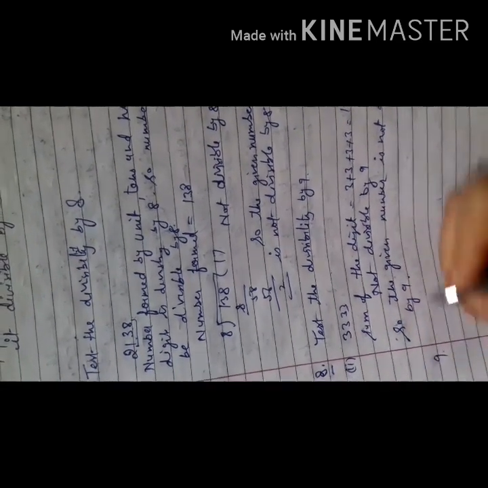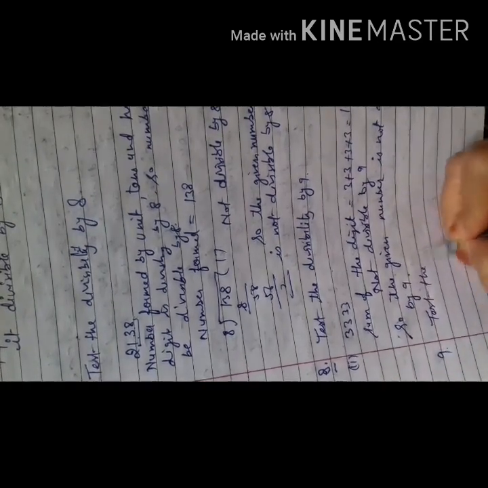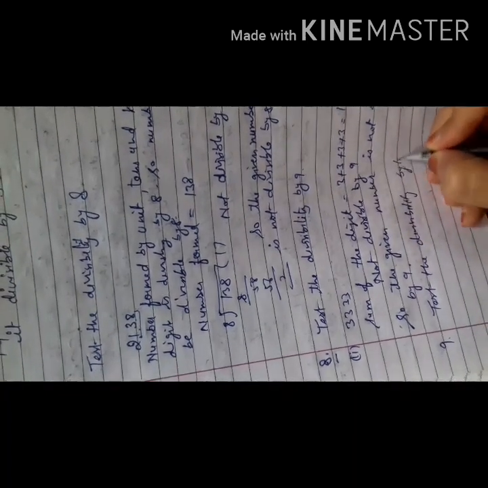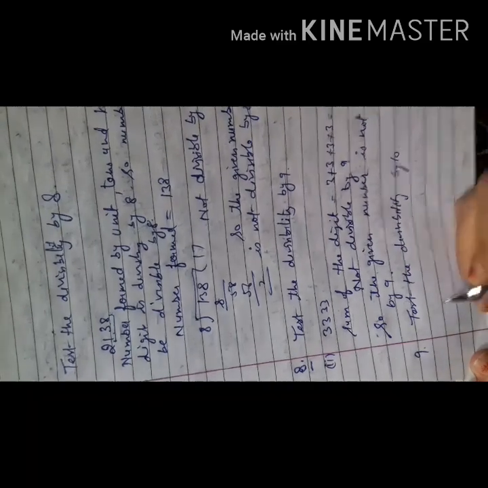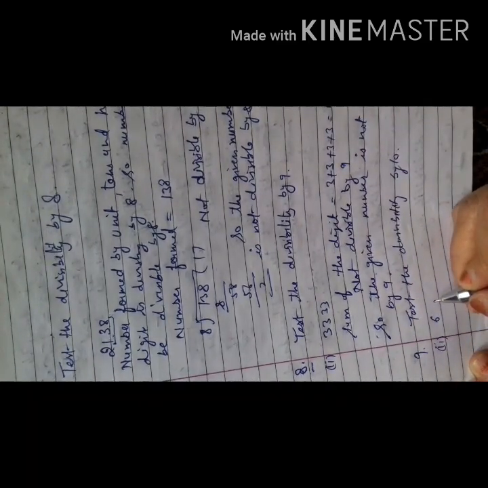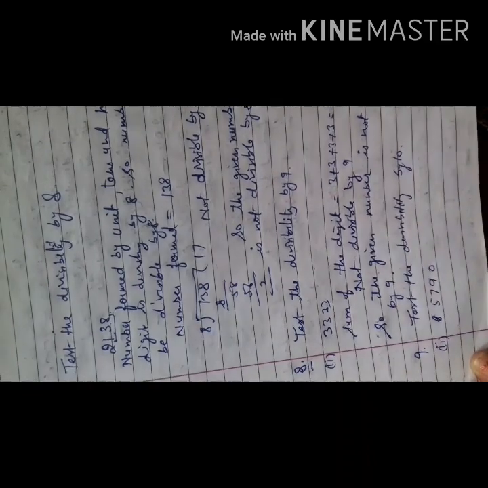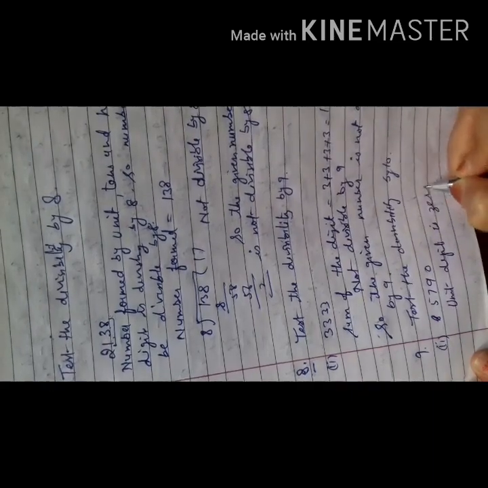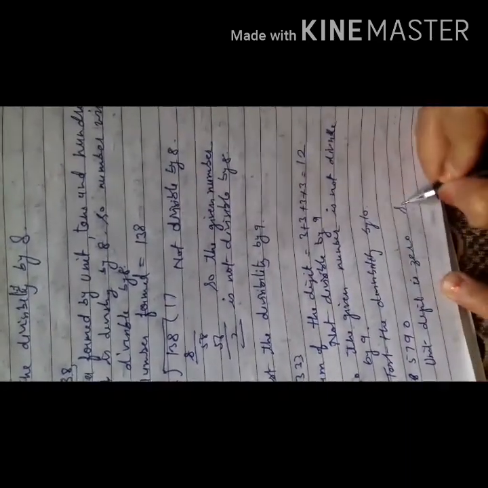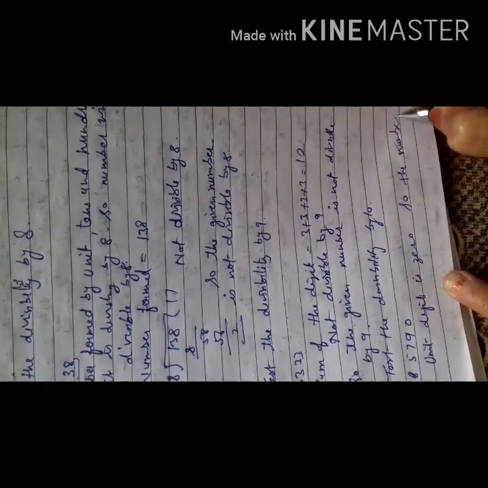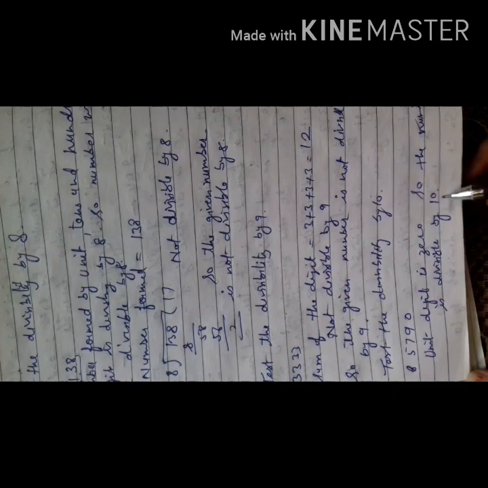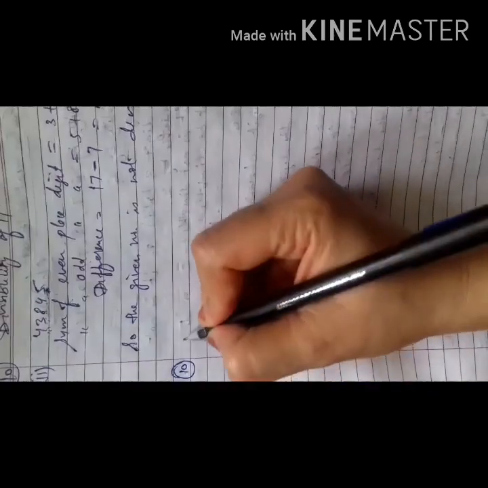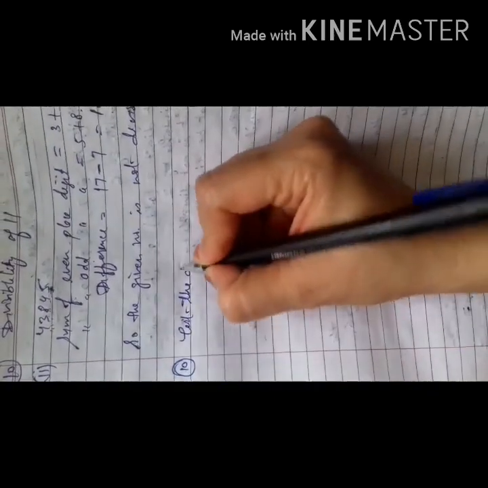Next, the divisibility by 10. So simple. Test the divisibility by 10. The unit digit must be 0. Second part, I am doing the first part. The unit digit is 0. So the number is divisible by 10. Next is divisibility by 11. Tenth question. Test the divisibility by 11.